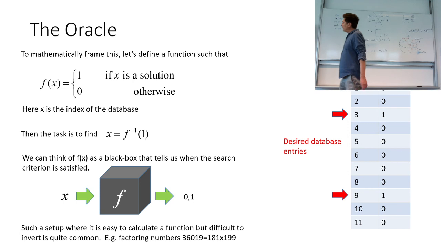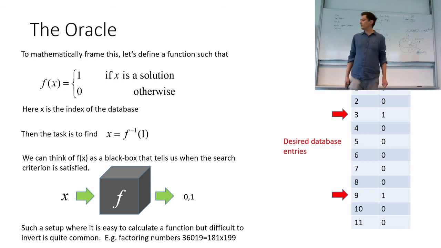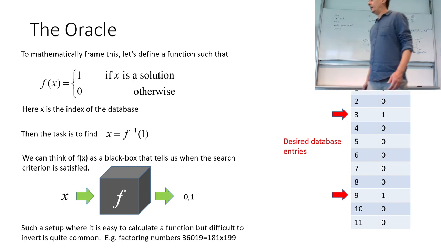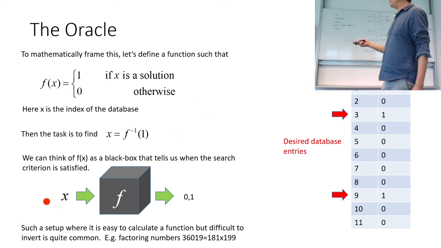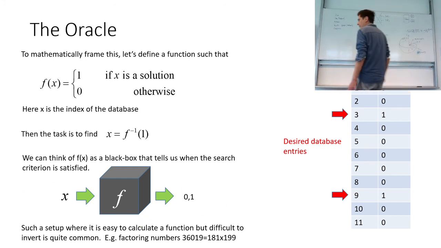But even in some cases, often there are functions where it's kind of easy to go forwards, but it's kind of hard to go backwards. A classic example of this is factoring numbers. So it's easy to find the product of 181 and 199. Okay, you've got some way of doing that.